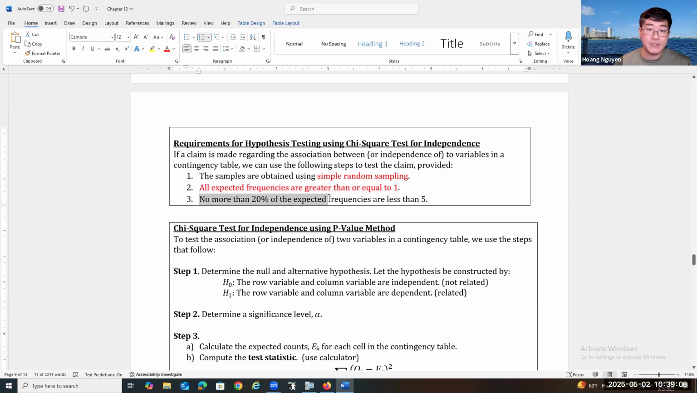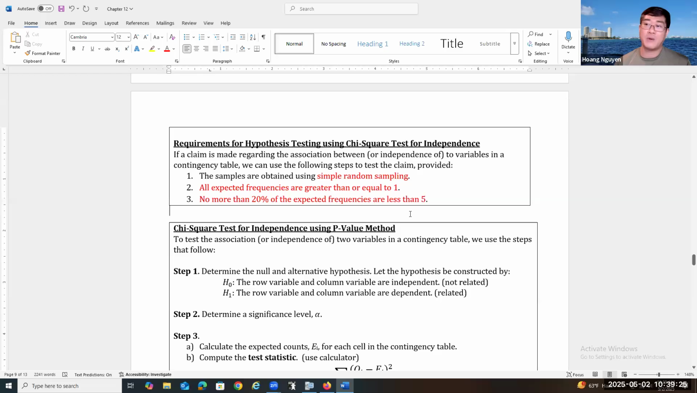No more than 20% of the expected frequencies are less than 5. So that's going to be the third requirement. It's similar to the condition that we had in the previous recording, 12.1. So that's going to be the requirement.